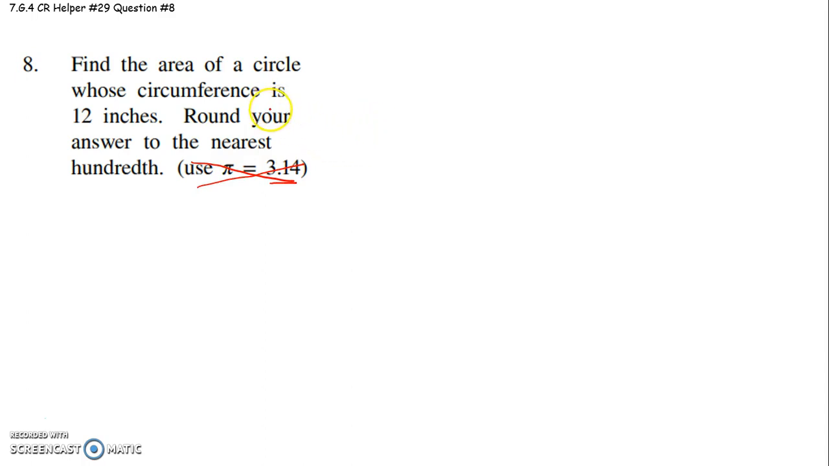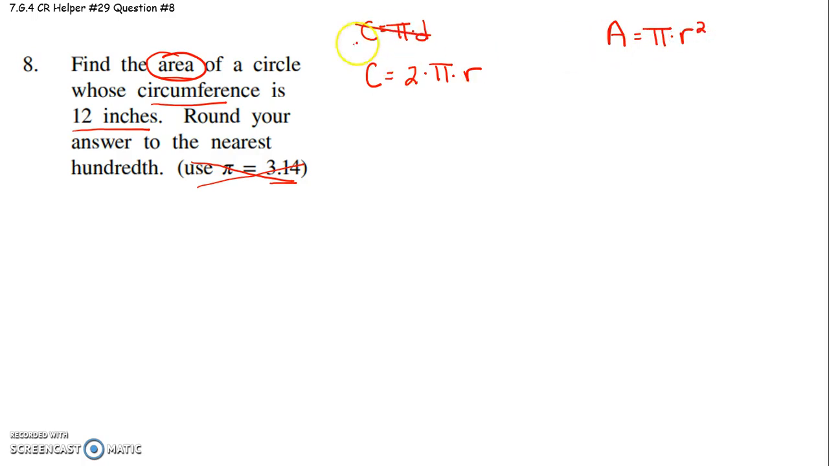So, first of all, this question is a little bit easier than question 7. It's a little more direct. Find the area of a circle whose circumference is 12 inches. So first of all, the circumference is 2 times pi times r. And the reason I'm using this formula instead of the circumference is pi times diameter is because to find the area of a circle, I need that radius, because the formula for the area of a circle is pi times r to the 2nd power, pi r squared.